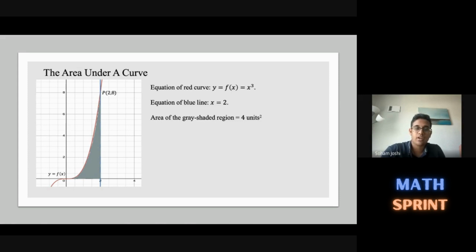There are different ways to determine the area of the gray region. I know for a fact that this gray region has an area of exactly 4 square units. So we're going to investigate the different ways of approximating areas under a graph without integration. This will go a lot into the topic of Riemann sums.